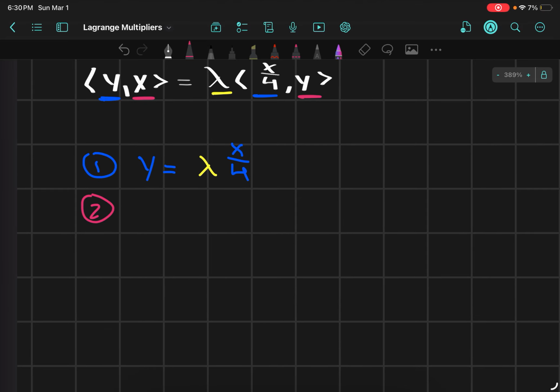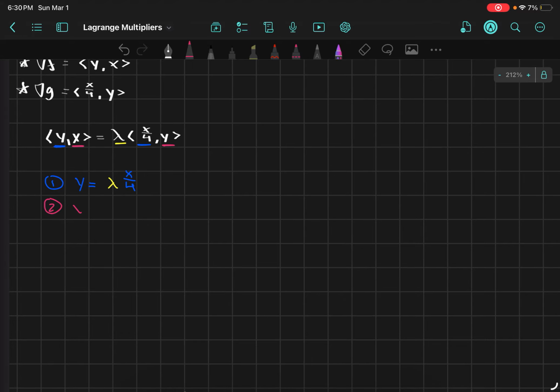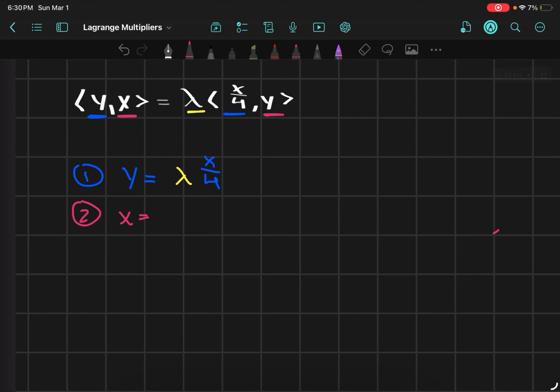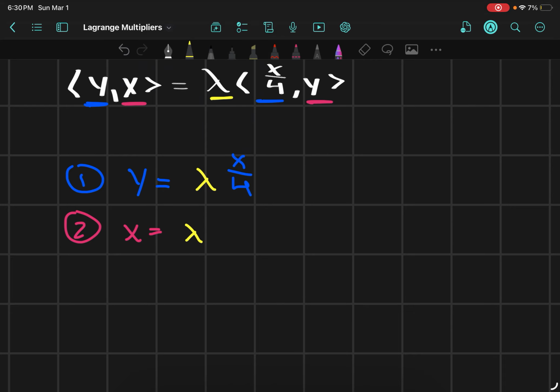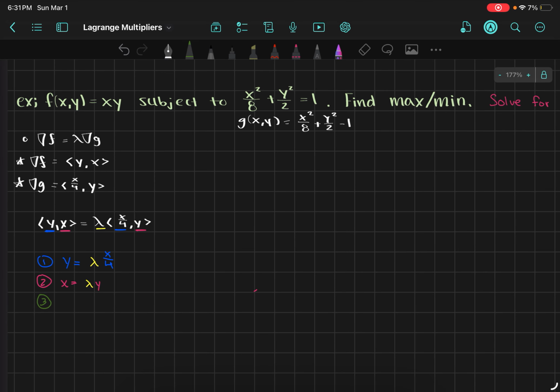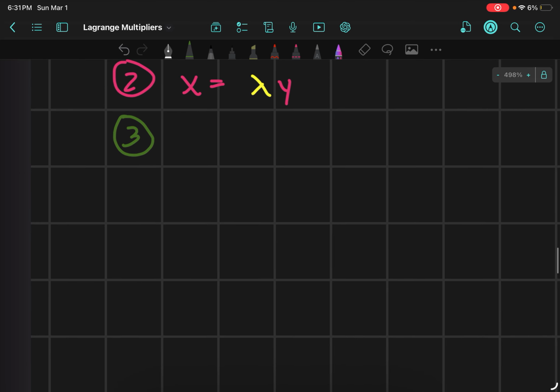Our second equation is going to be x is equal to lambda y. And then we have a third one, which is essential when doing Lagrange multipliers. We need an extra equation to account for our constraint. Our constraint is x squared over 8 plus y squared over 2 minus 1 is equal to 0.